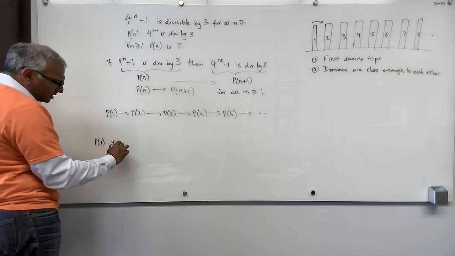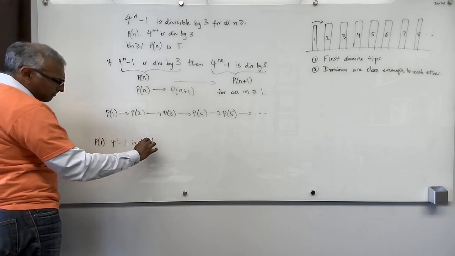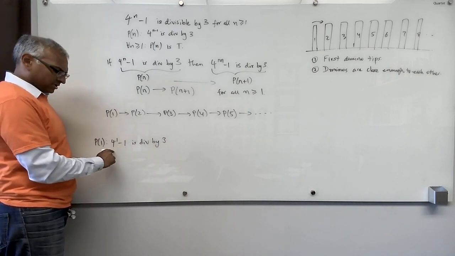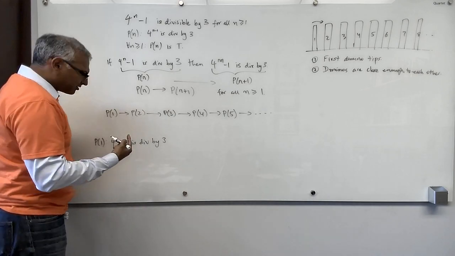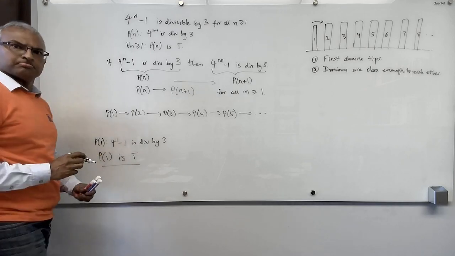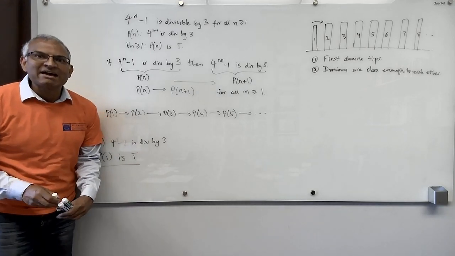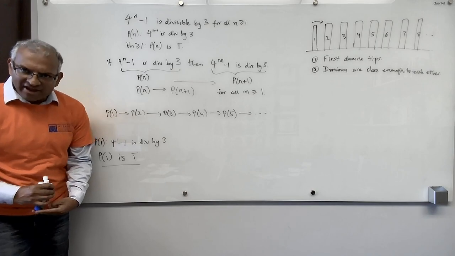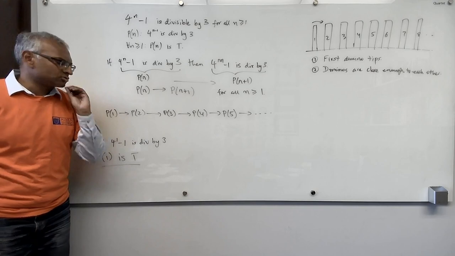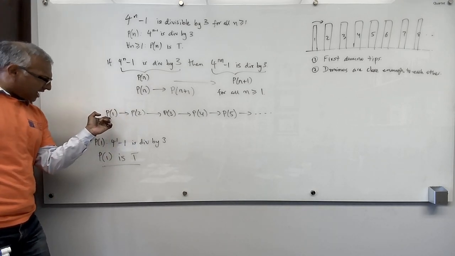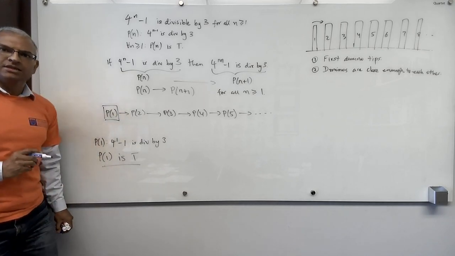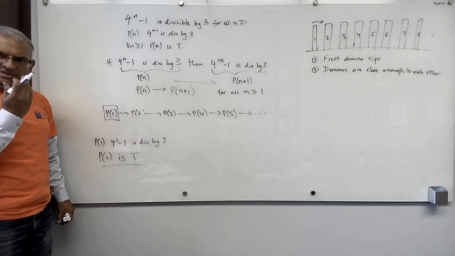Now, based on our tinkering, we saw that P(1) is the claim 4^1 - 1 is divisible by 3. And this is clearly true because 4^1 - 1 is equal to 3, and that's clearly divisible by 3. So P(1) is true. We have a new fact, and that fact is going to make this reasoning in the absence of facts all worthwhile. Because what this says is that this guy is true. So I'm going to box him in blue. That guy is true, so it's now a known fact.